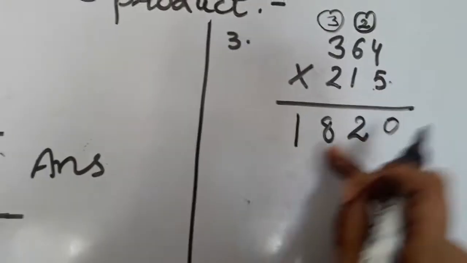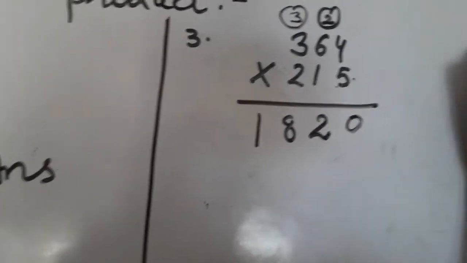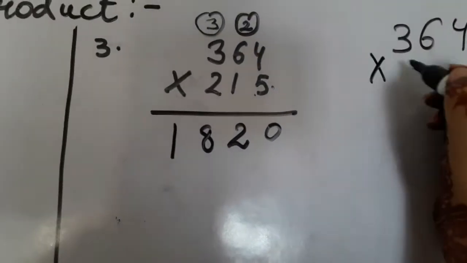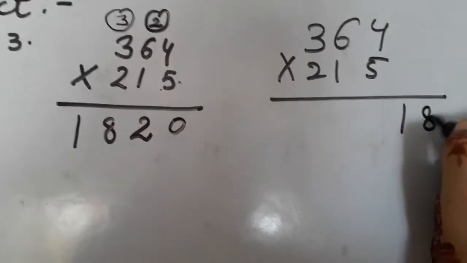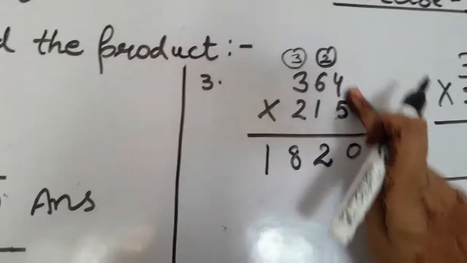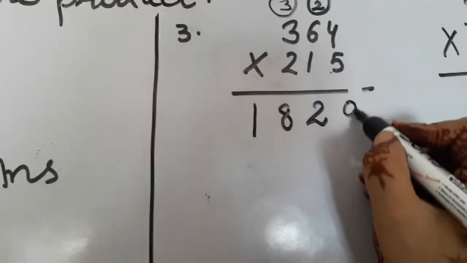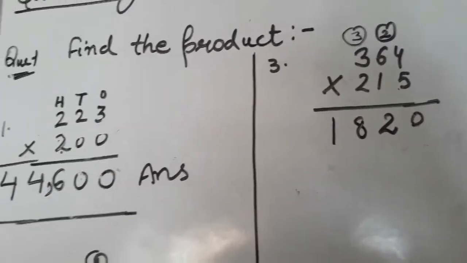Right? See, places should matter. आप places गलत मत लिख देना. अगर मेरे पास इस तरह से है 364, 215, then don't write like this 1820. Okay, this would be wrong. Clear? Keep one thing in mind, that places matter a lot. आपको ones place के नीचे ones place ही रखनी है, tens place के नीचे tens place ही रखनी है.